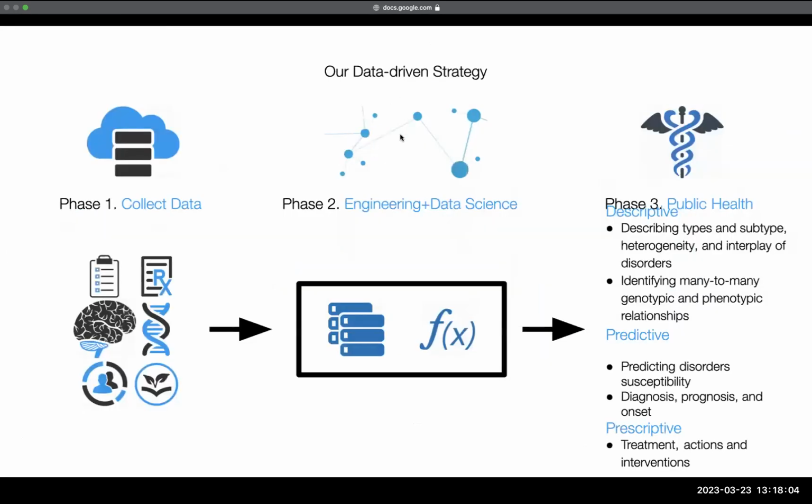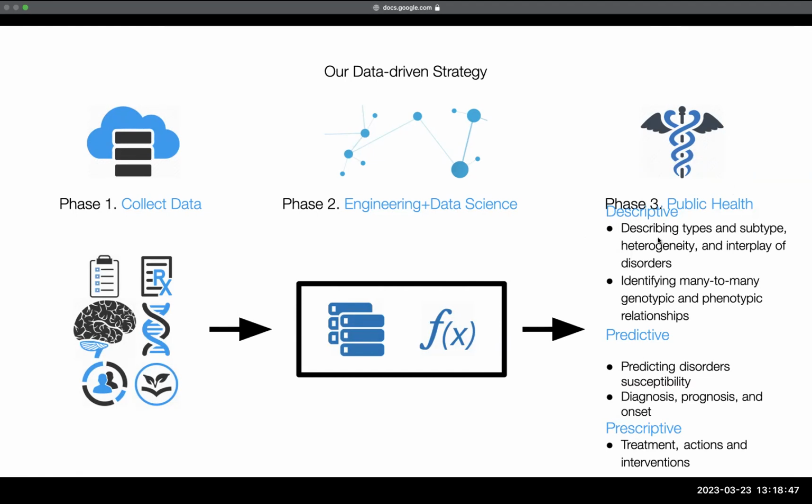All right. So our data-driven strategy or work has 3 phases. In the first phase, we collect data, which is a lot of different modalities: brain imaging, genetic, clinical data, environmental data, environmental exposure, virus, toxicity, all these things we collect. And it might be from many different sources: public, private, semi-public. Then we do some magic that you are all experts in.